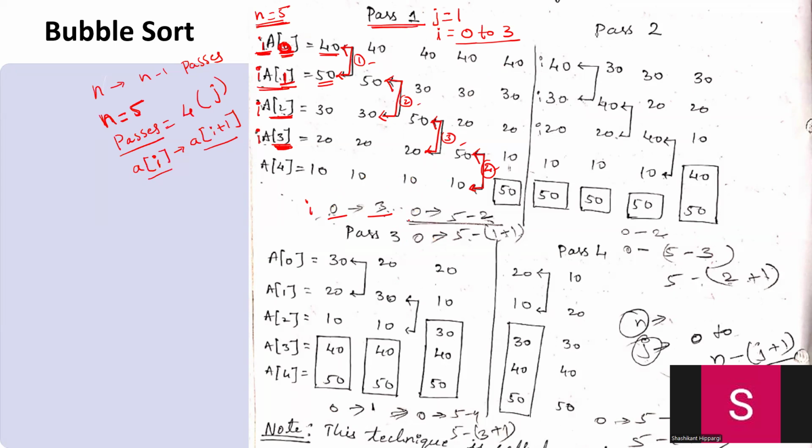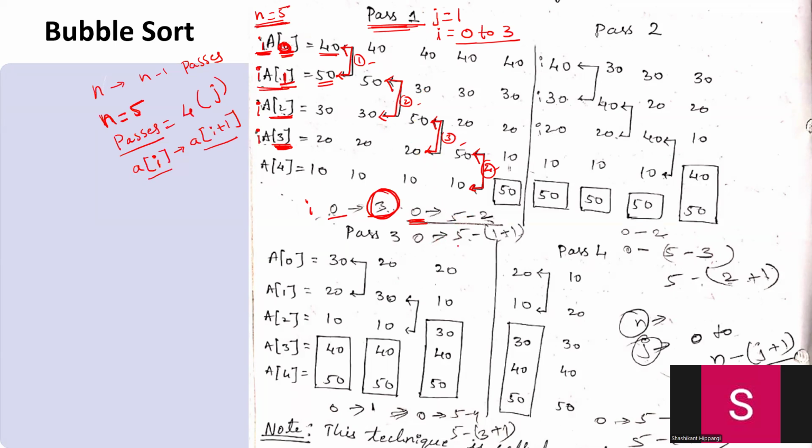So the initial value is 0. How do we find the last value of this I? It totally depends on the number of elements we have and in which pass we are.